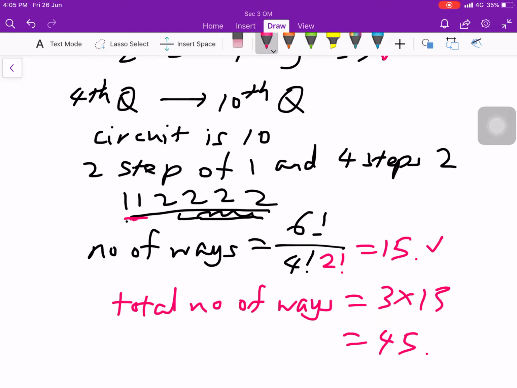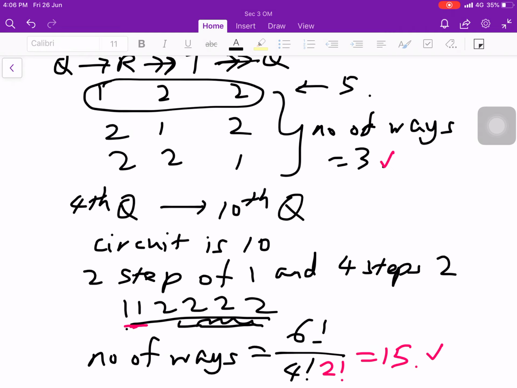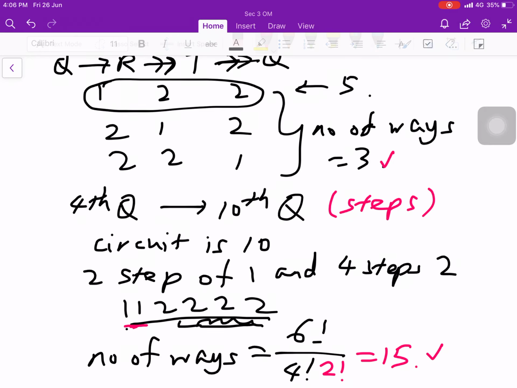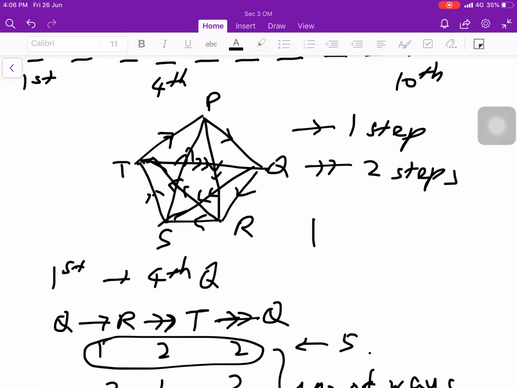Maybe I can say that you should really go through these steps. Can you see that from the fourth Q to the 10th Q, you actually go through 6 steps? That means you have to go through 6 steps, and each step is either 1 or 2. Therefore, maybe just an illustration of 1 1 2 2 2 2.